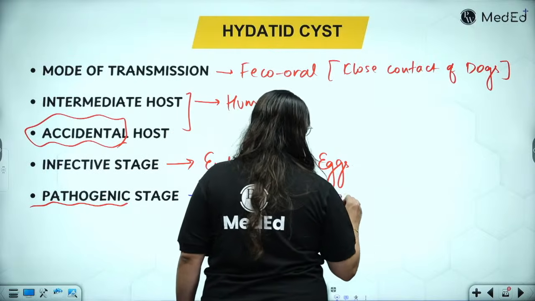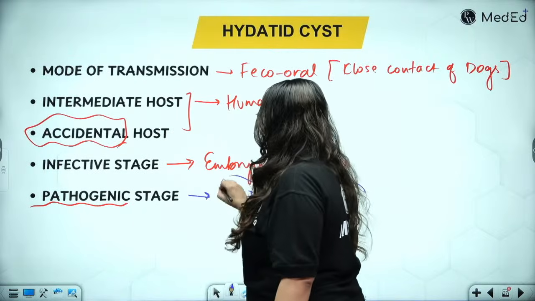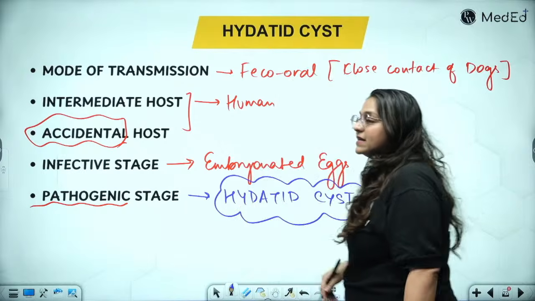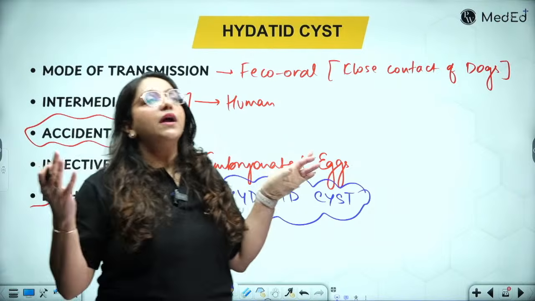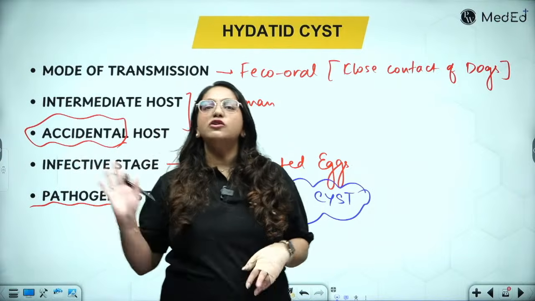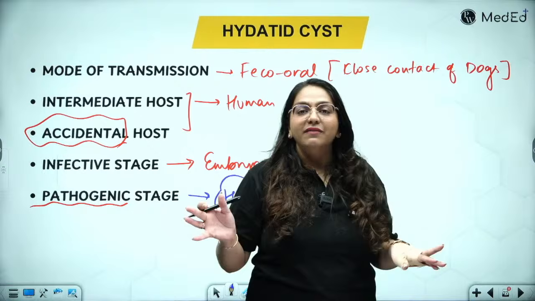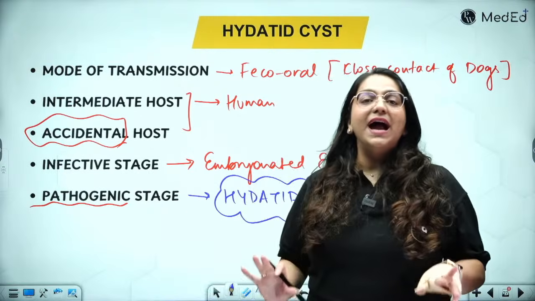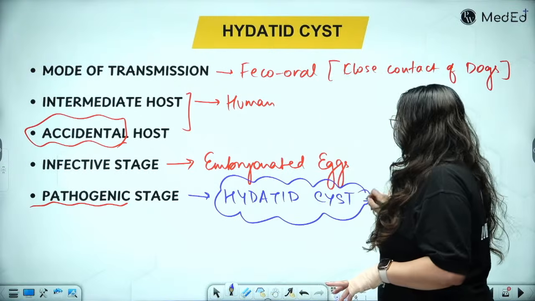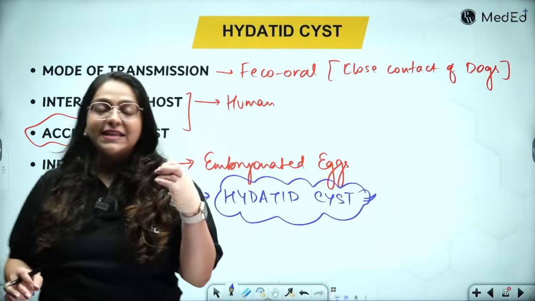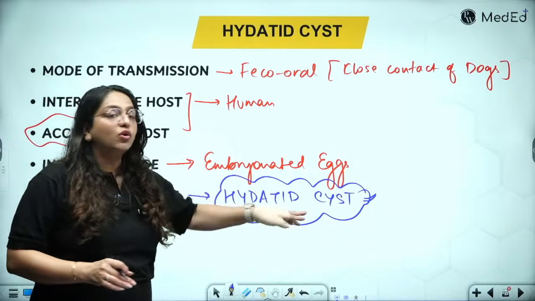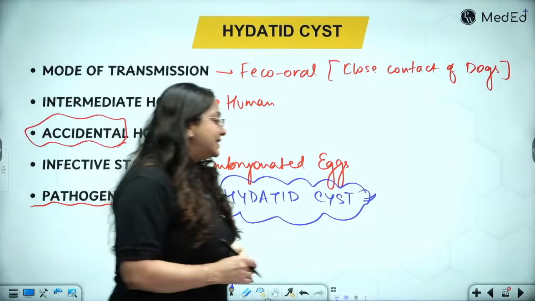Hydatid cyst. So almost always students simply think hydatid cyst is the disease, and when you ask them the pathogenic stage, they are stumped because they are thinking of some trophozoite or some adult worm or some larva. But actually you have to say hydatid cyst. Hydatid cyst is nothing but a larval stage of this. So the pathogenic stage and the disease name are both the same. It is hydatid cyst.